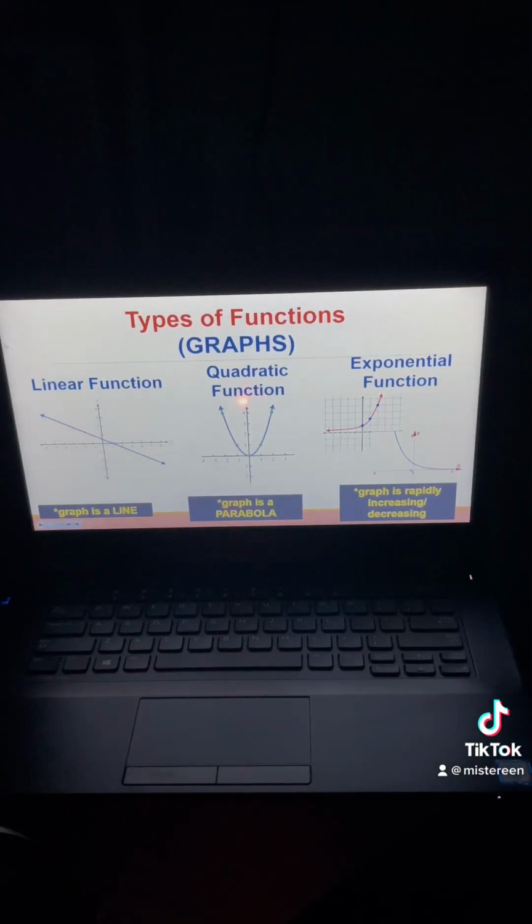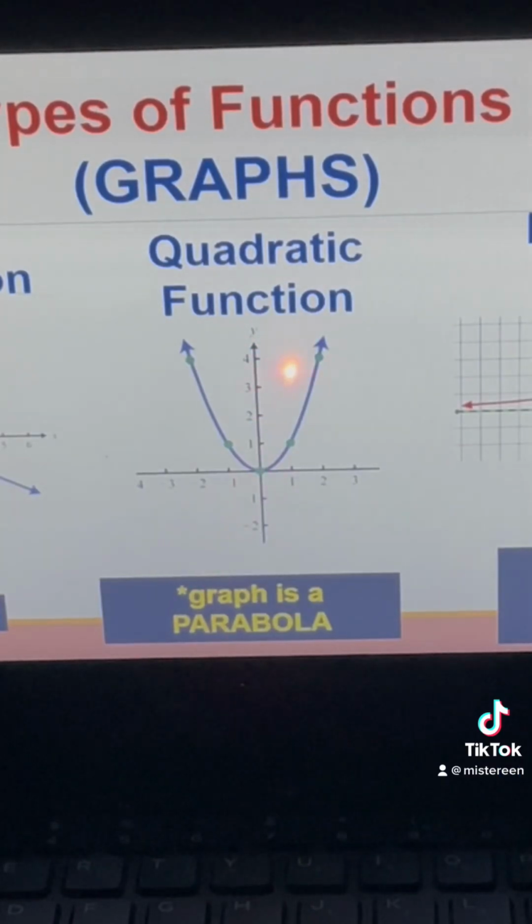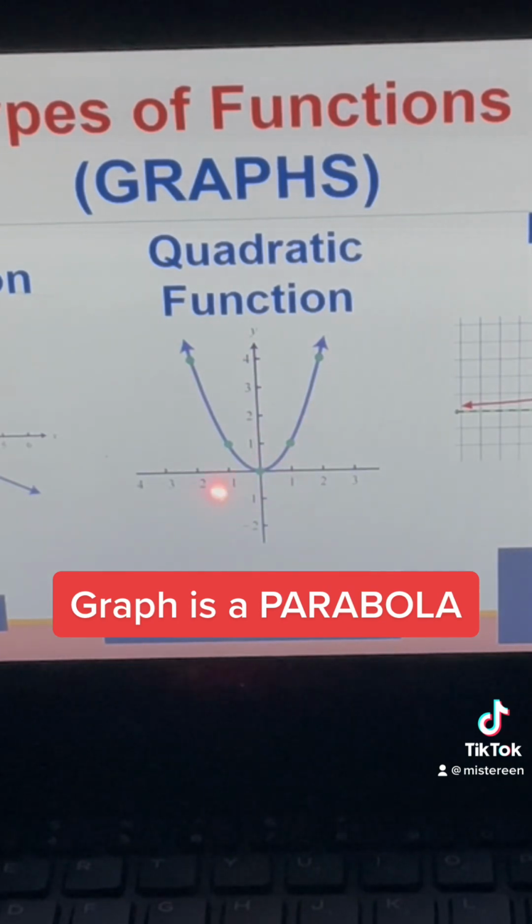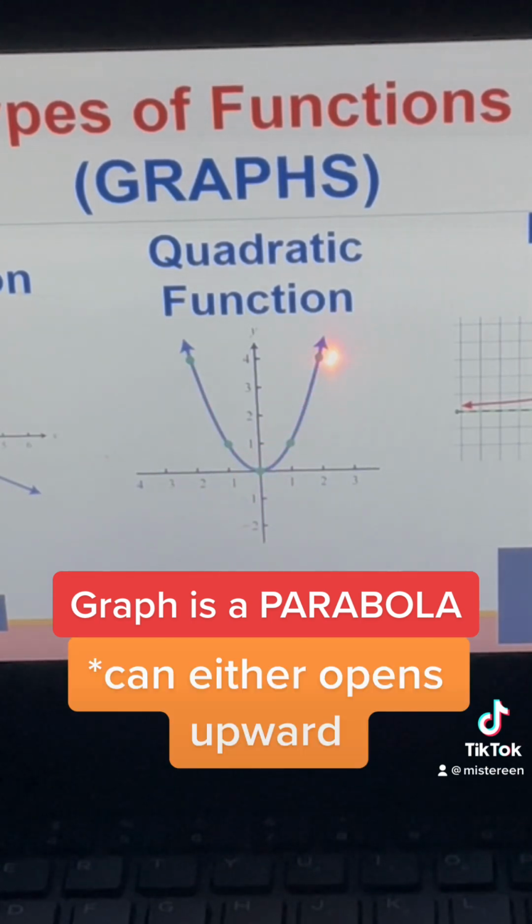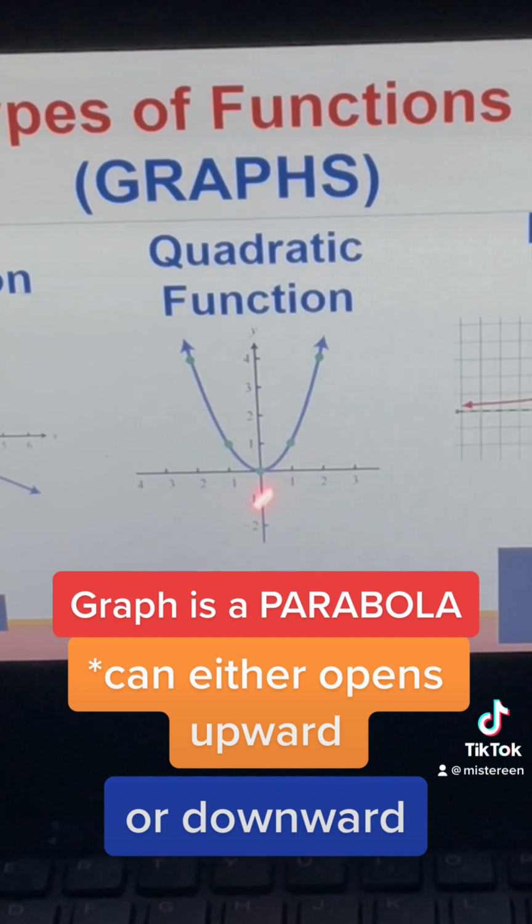For a quadratic function, the graph is like a letter U, and you call it a parabola. So your parabola can either open upward, just like this, or you can have a parabola that opens downward. Okay, so either opens upward or opens downward.